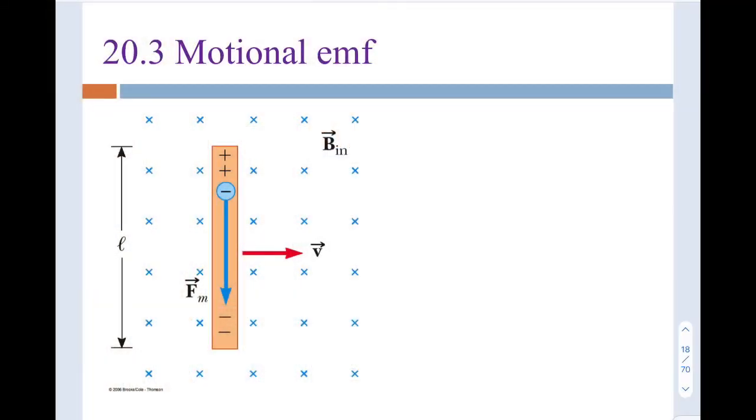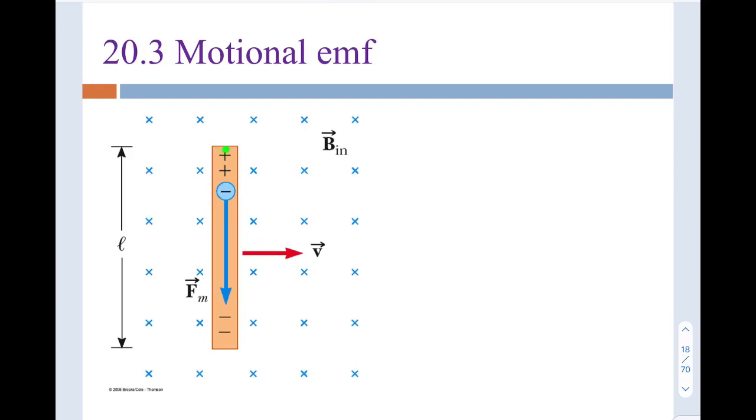20.3, motional EMF. In section 20.2, the previous section, we considered EMF induced in a circuit when the magnetic field changes with time. It could be the strength of B itself that changes, the cross-section A, or also the angle, the orientation of the loop within the external B. Motional EMF means the EMF induced or produced whenever there is a motion of a conducting bar.